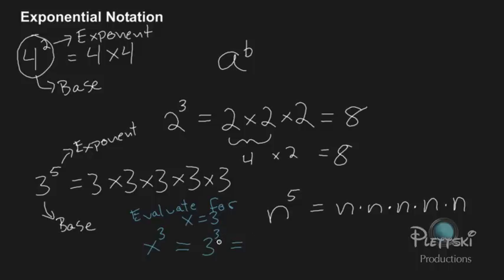And then the exponent 3 tells us to multiply the base 3 times itself. And we'll have 3 threes here. So 3 times 3 times 3. And that'll give us our answer. So 3 times 3 is 9. And then we take that 9 and multiply it by 3, which is 27. Okay, so x to the third evaluated for x equals 3 is going to give us 27. And that'll be your answer.